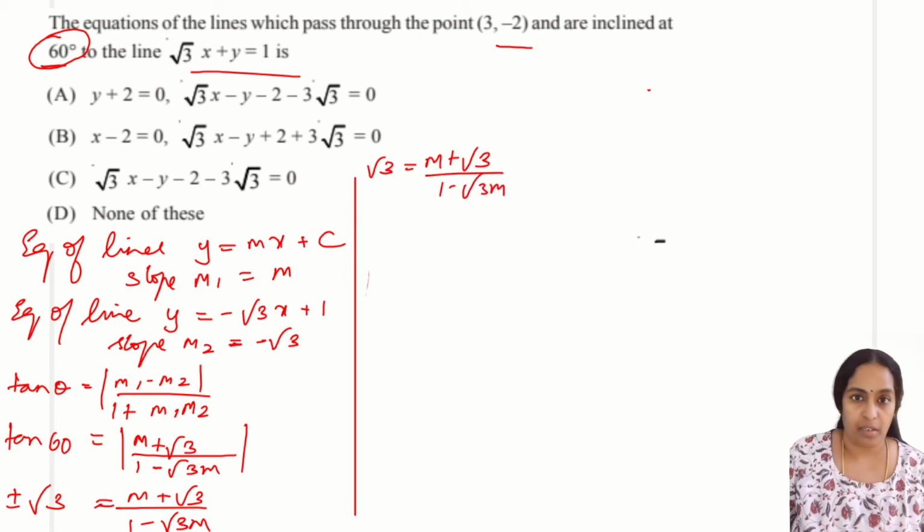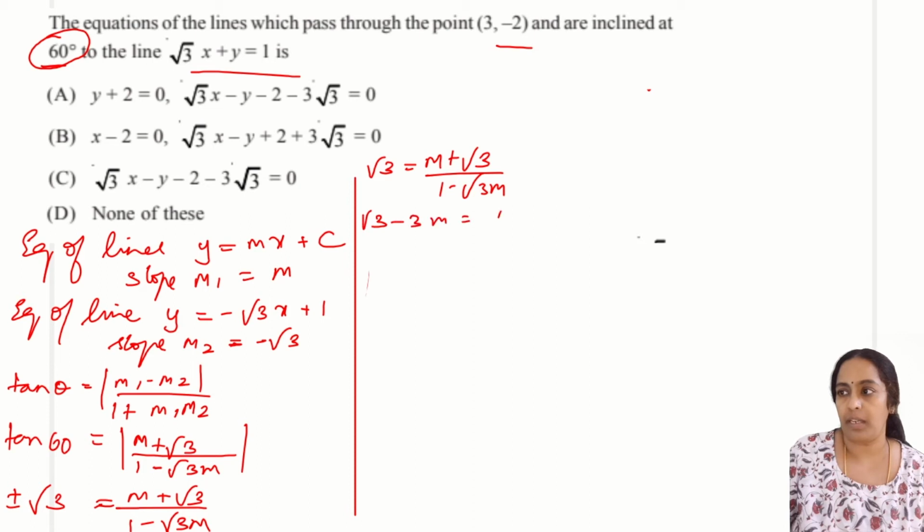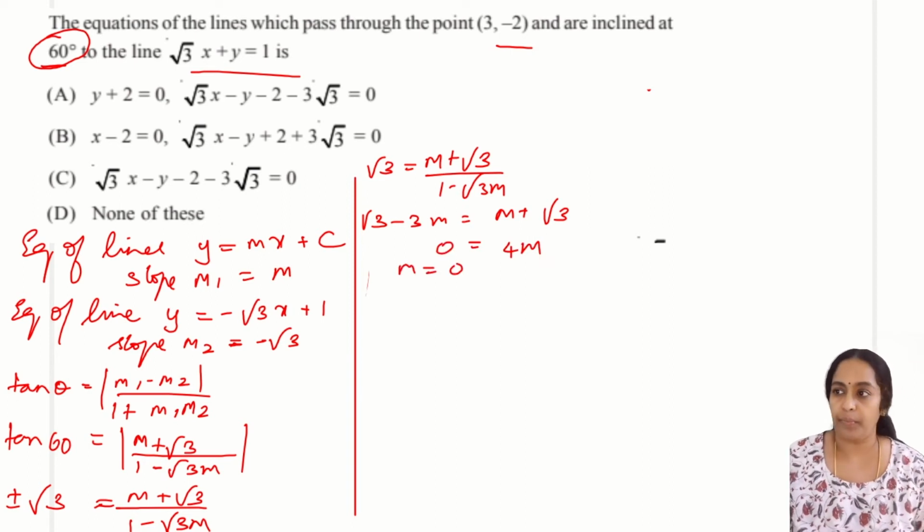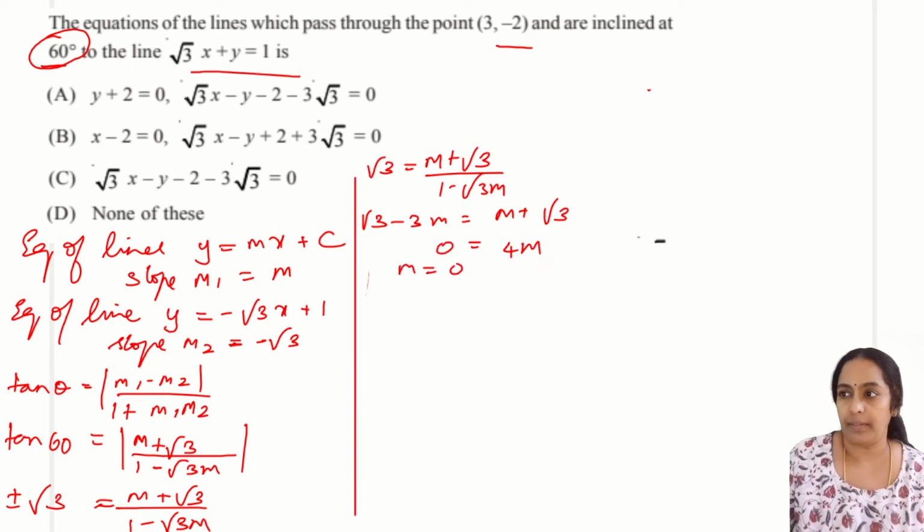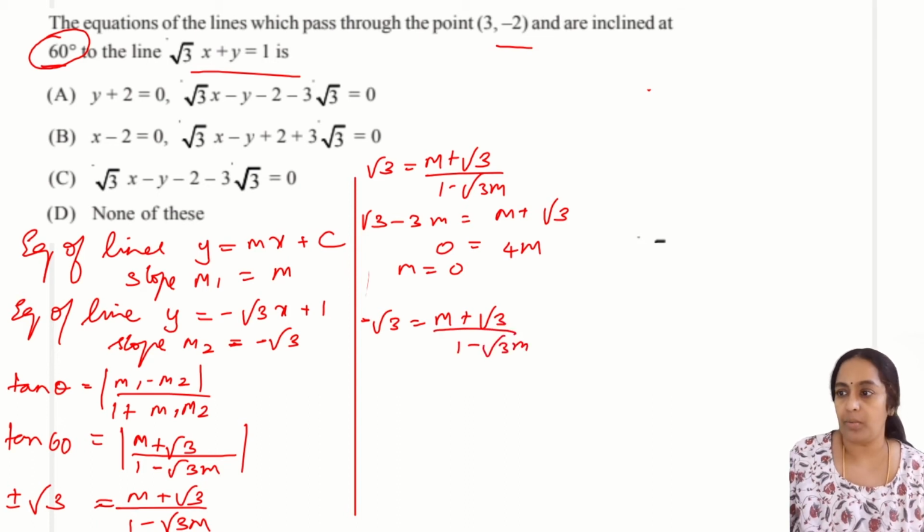So when I cross multiply, I will have root 3 minus 3m equals m plus root 3. So it's going to be 4m equals 0, which means m is equal to 0. And with the minus root 3, I will be having minus root 3 equals m plus root 3 divided by 1 minus root 3m. So which is minus root 3 plus 3m equals m plus root 3.